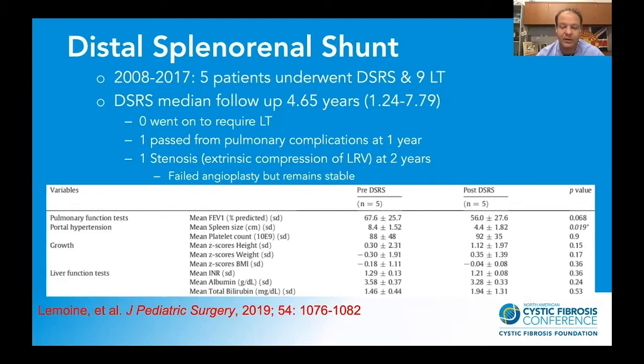Importantly, you can see pulmonary function before or after the procedure did not change. There was signs that portal hypertension got better, including decreased spleen size. There was no impact on growth parameters or any of your other biological markers of liver disease, if you will. So therefore, given this seems to work pretty well, doesn't have nearly as many side effects, it's not surprising that this is gaining more attention and focus.